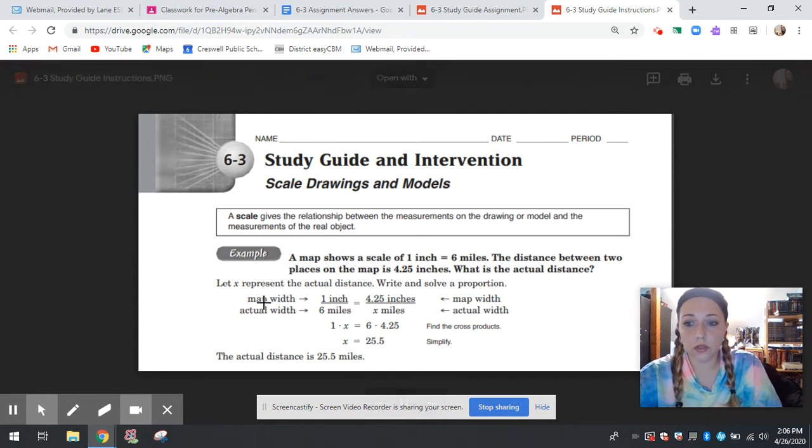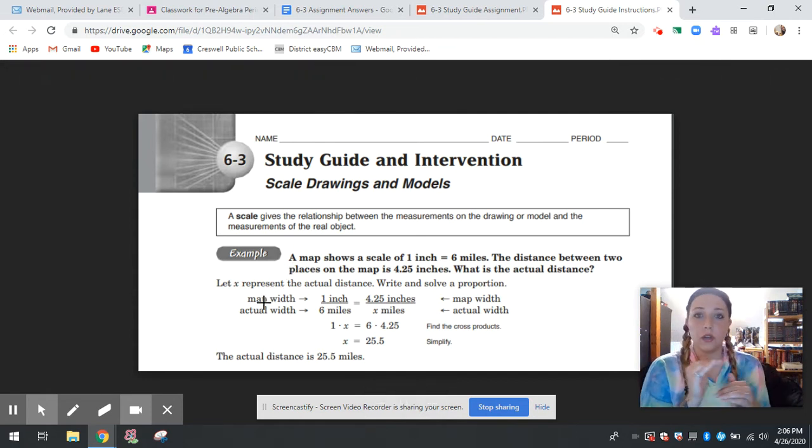So you have basically 2 things that you're comparing here: the map width and then the real life or actual width. So for the map width, if you have 1 inch compared to 6 miles, then you're going to have equals to 4.25 inches compared to, we don't know how many miles in real life that is, so that's where we put our x. We always have to make sure that whatever units of measurement we're using match up.